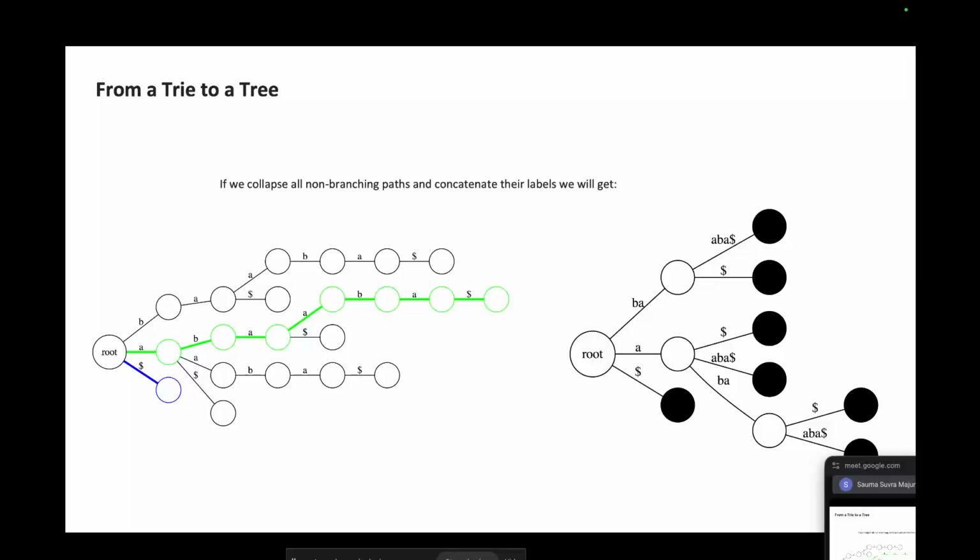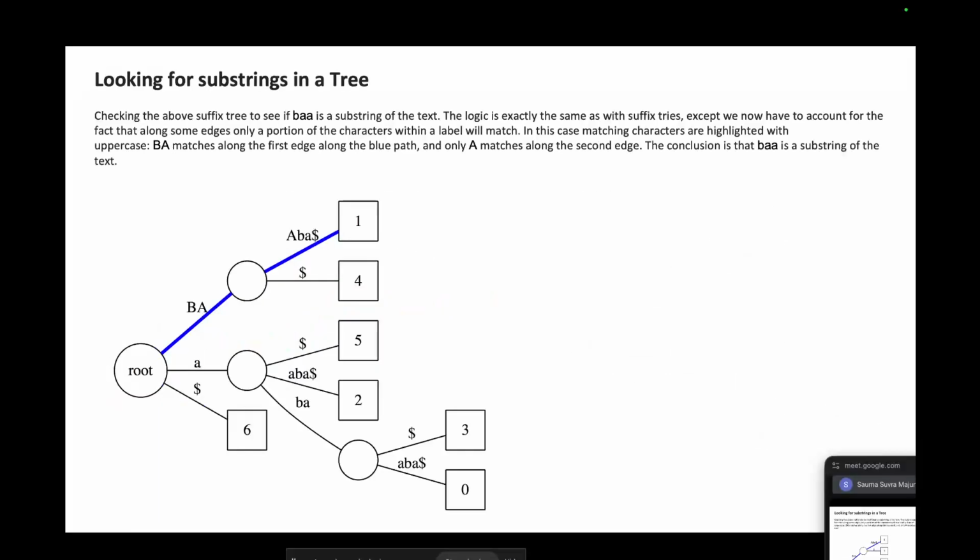You build a suffix trie, collapse it into a suffix tree, and then you do a path traversal. So this is a walk in terms of graph theory. You can call this a particular type of walk. You start from the root and you end in the leaves. So it'll tell you if there is a suffix that actually corresponds to the original text.